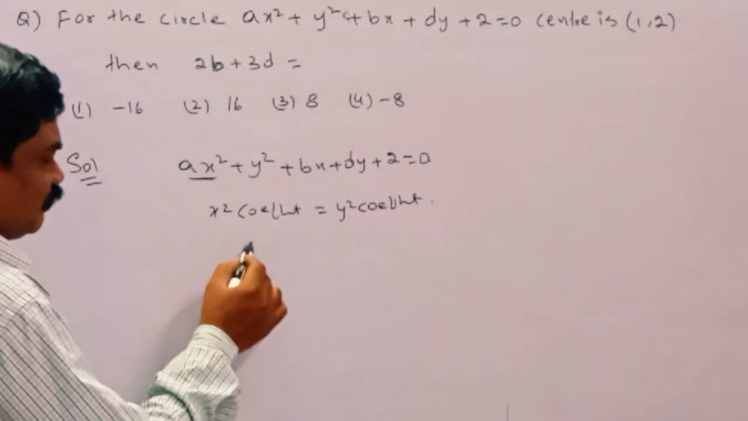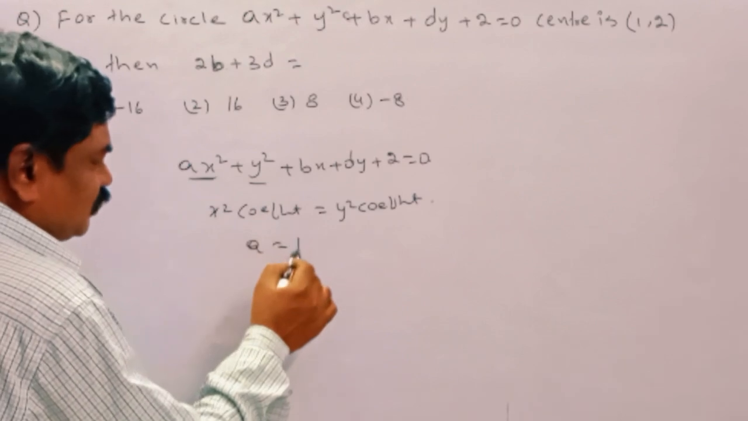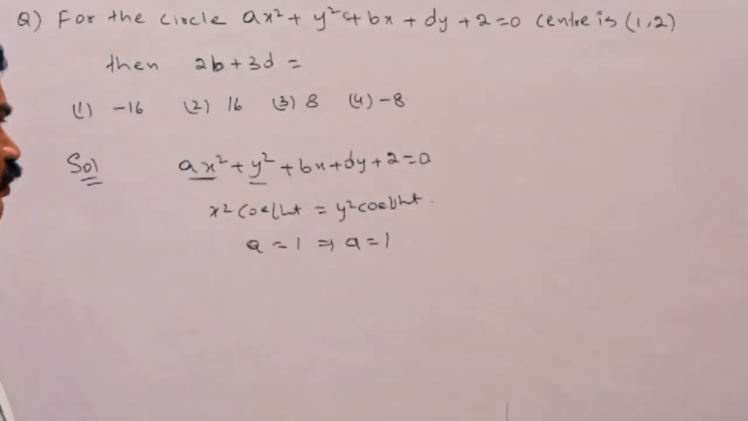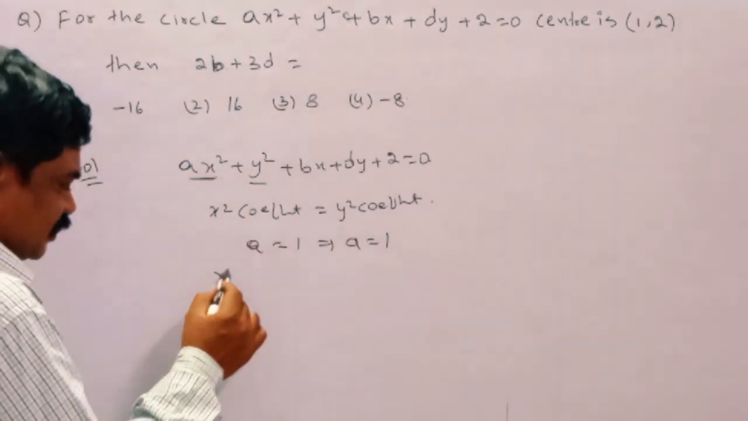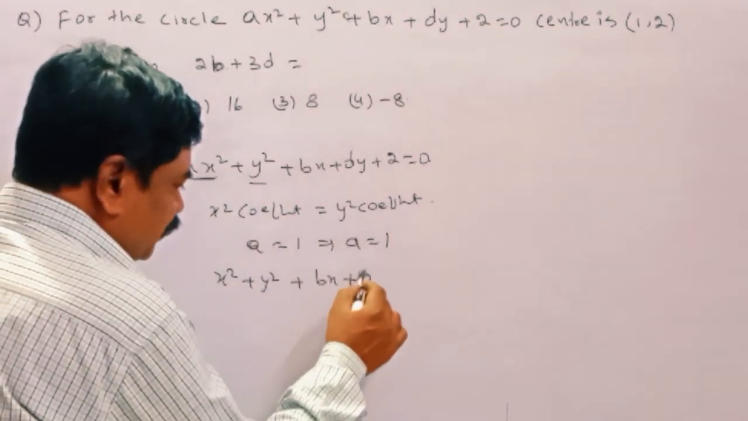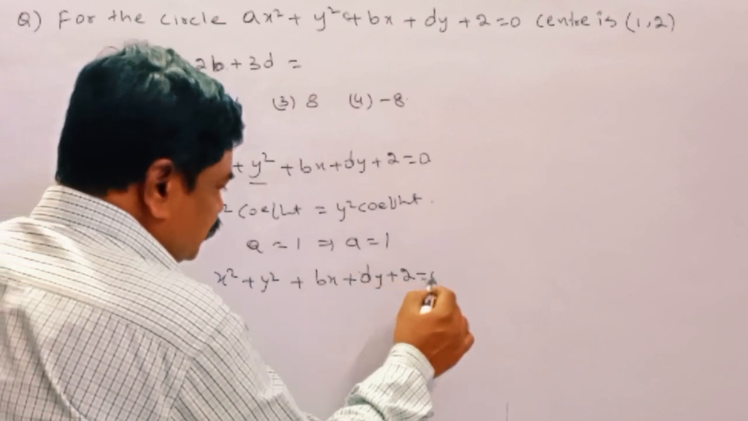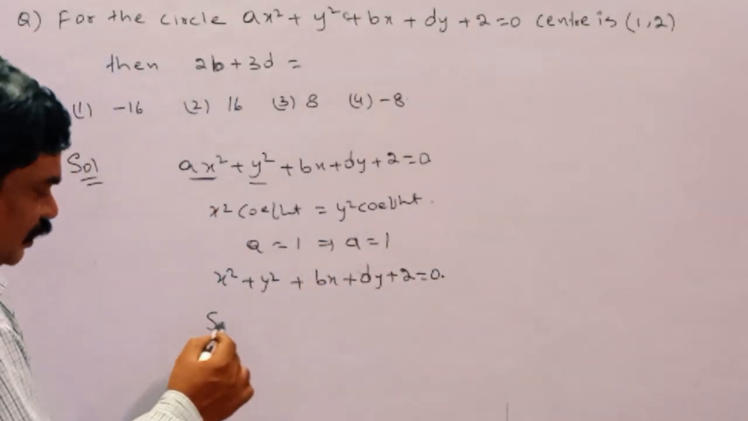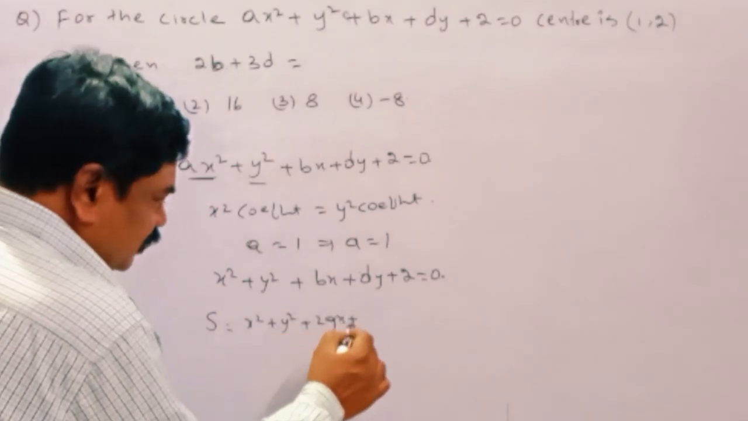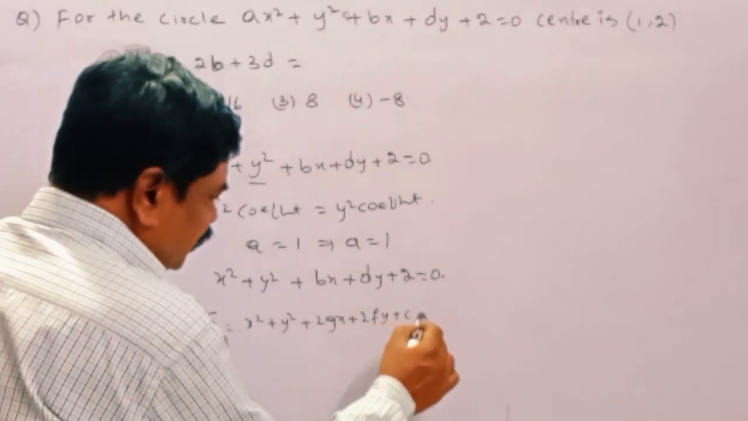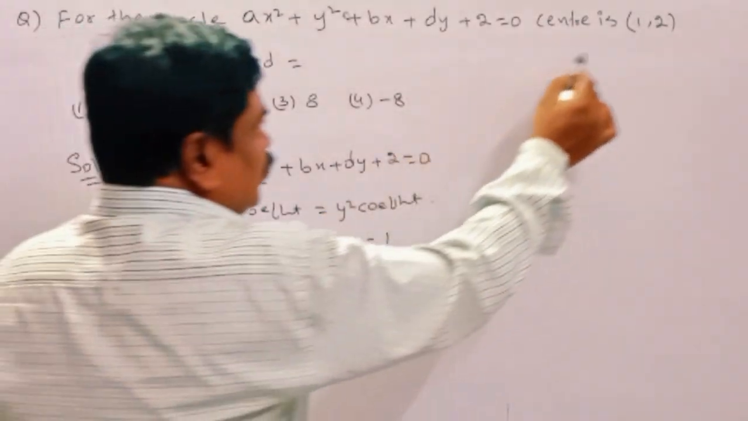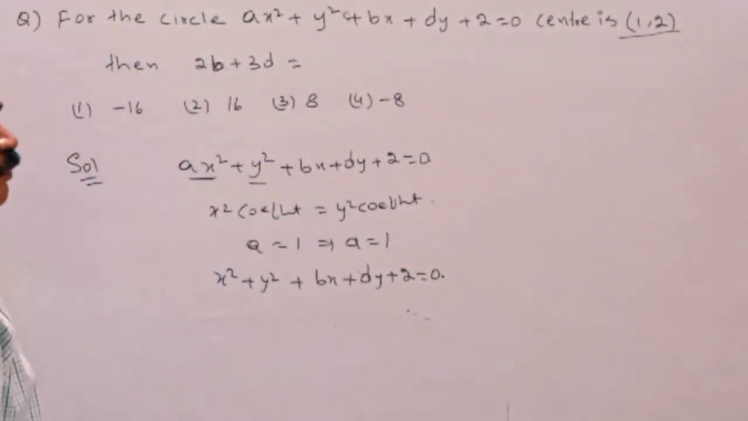So x square coefficient a, y square coefficient 1 means a is equal to 1. Then the circle equation changes to x square plus y square plus bx plus dy plus 2 equal to 0. You compare with S is equal to x square plus y square plus 2gx plus 2fy plus c equal to 0. This circle passes through 1 comma 2.